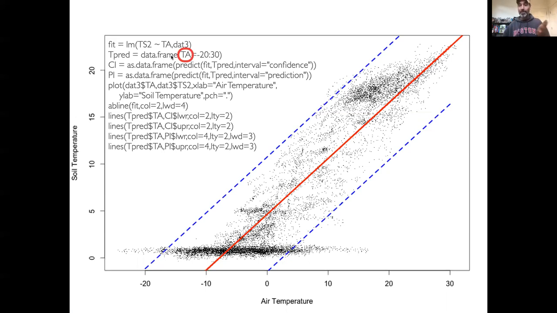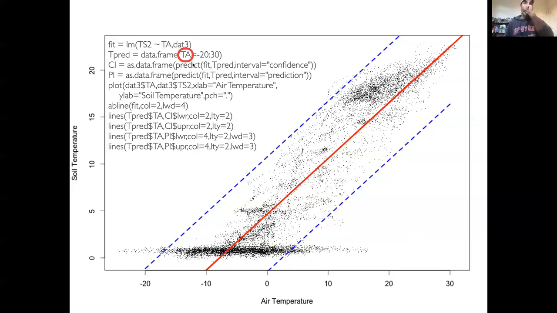In this case, I'm giving it a sequence of values because I want to draw lines. But if I want to make predictions into the future, I could give it a whole time series of air temperature data for next year, and use that to predict soil temperature data for next year. So whatever it is, it's a data frame of your X data that you're going to want to use to make predictions.